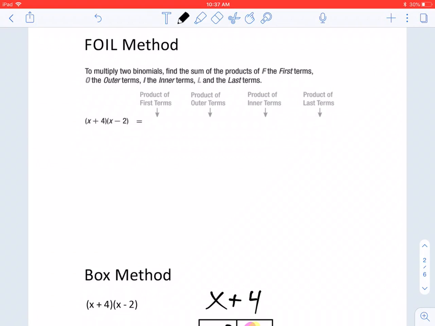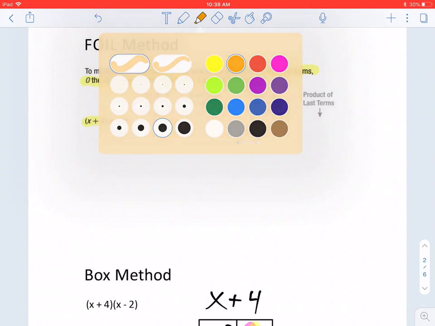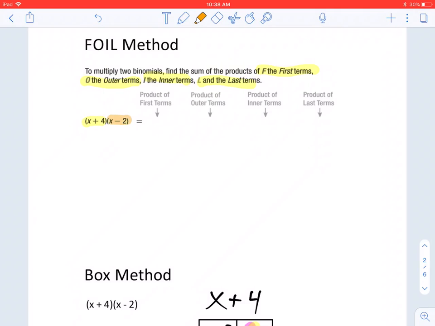FOIL is an acronym for first, outer. So F stands for first, O stands for outer, I stands for inner, and L stands for last. And that is basically just directions on what to multiply within these expressions. So looking at the first expression, you can see there's x plus 4, and that x plus 4 needs to multiply x minus 2. And the way we're going to do that is we're going to multiply the first two terms. So we're going to do x times x.